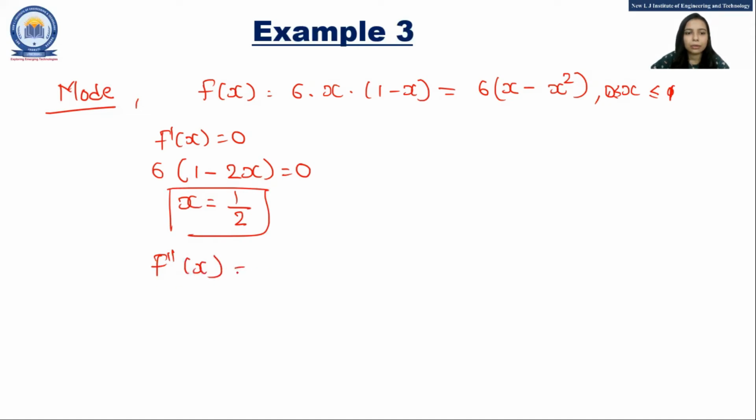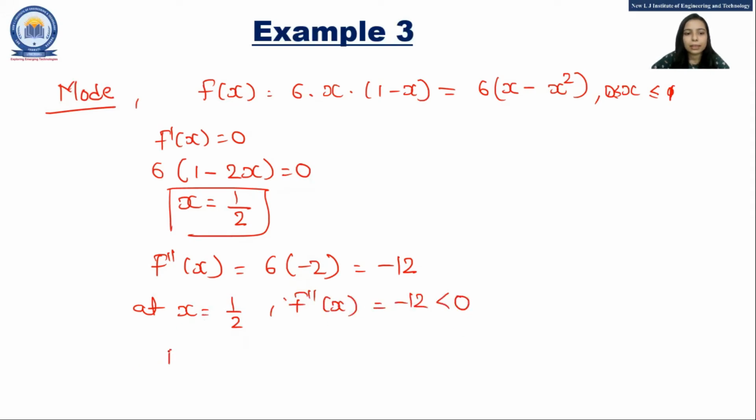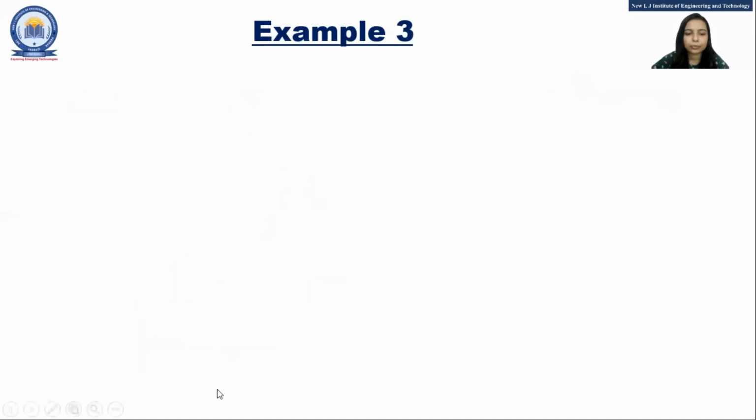So the value of f double dash x is 6 into minus 2, that is minus 12. So f double dash x is minus 12. So at x equals 1 by 2, the value of f double dash x, that is minus 12, is less than 0. So the value of mode is equal to 1 by 2.